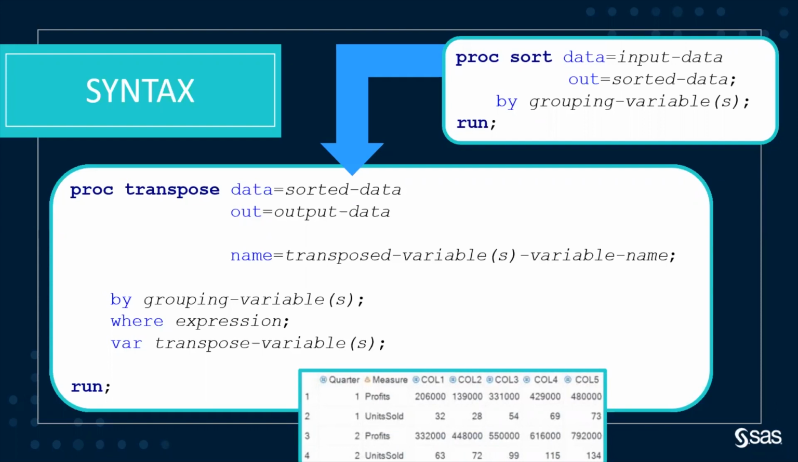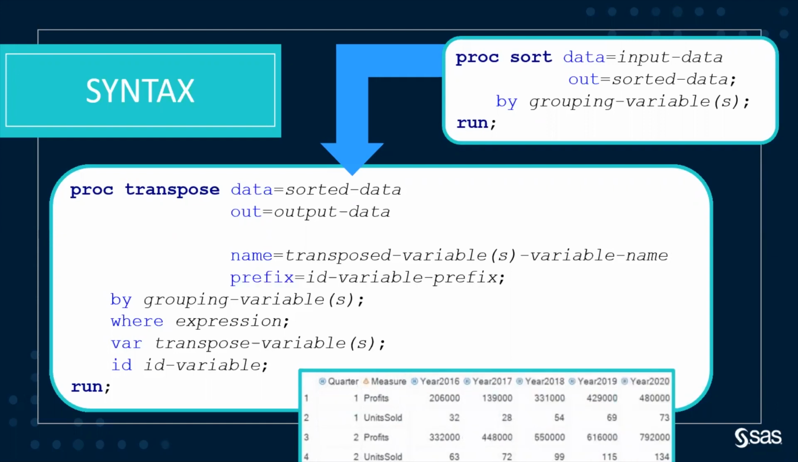You'll also notice that the output table has columns named col1 through coln to hold the data we previously had as rows. To rename these columns, you can use the ID statement to use the ID column's values as the names for the new variables. You can also use a prefix using the prefix equals option on the proc transpose statement.